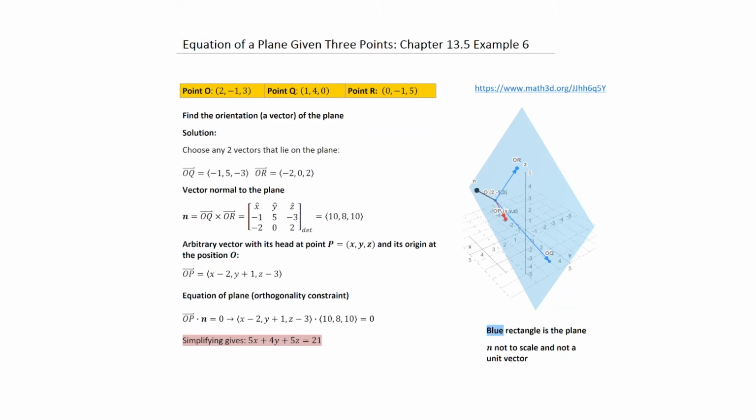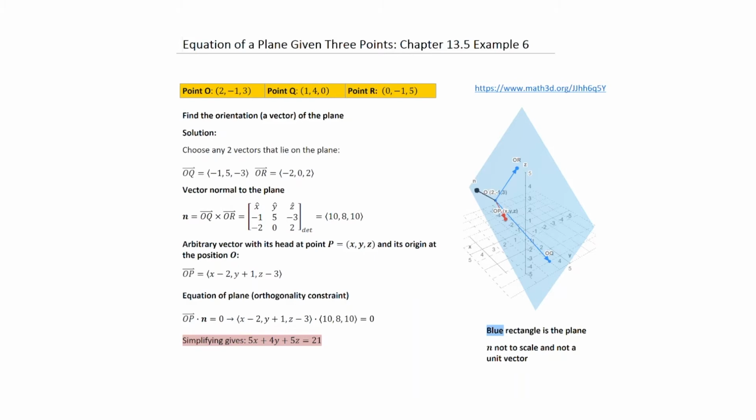Next step is to create an arbitrary vector with its head at some arbitrary point x, y, z in space, and its tail at the position O. The position O is already defined. I've chosen O; it could have been other combinations depending on how you set up the problem. So I create another vector which has its tail located at O, and OP would be just subtracting the two components. That's x minus 2, y plus 1, z minus 3. All right, so that's an arbitrary vector.